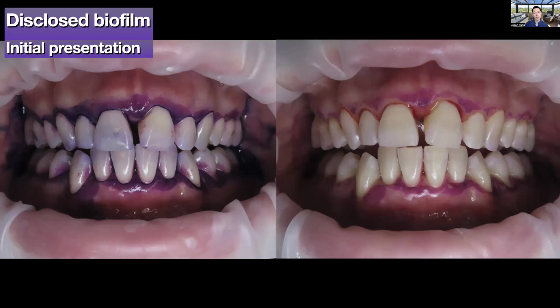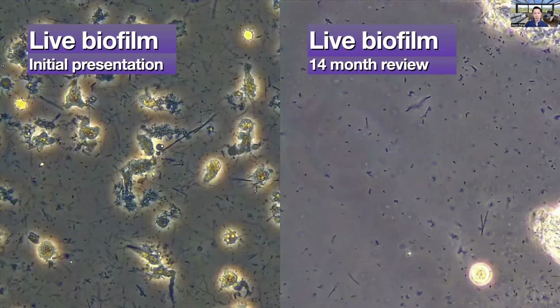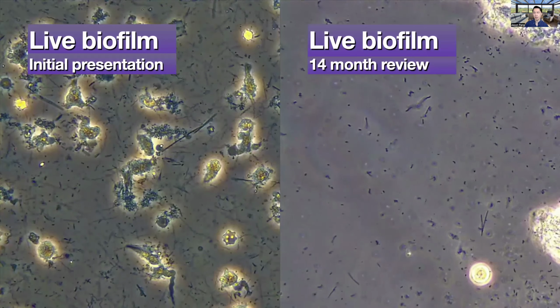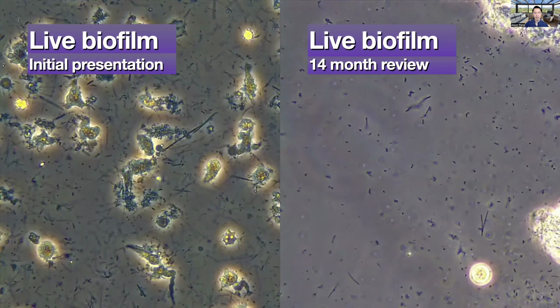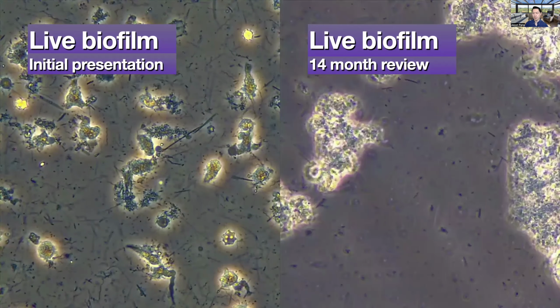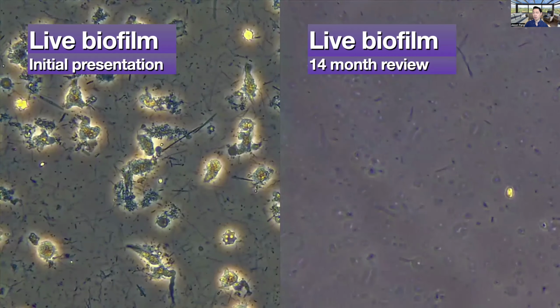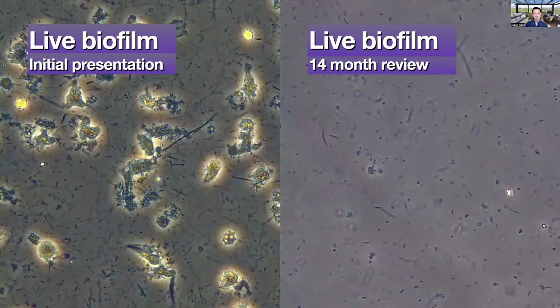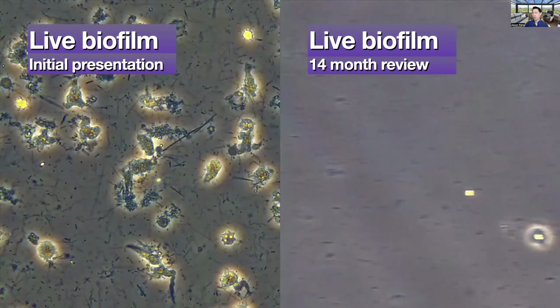So let's apply it now to a periodontal case. This is a patient that came to us with bone loss and periodontal disease. You can see that the cleaning was reasonable, but they still had bleeding after cleaning. When you look at their biofilm, you can see that it's quite dysbiotic. There's amoeba and spirochetes there, compared to at their 14-month review, which had a lot less.